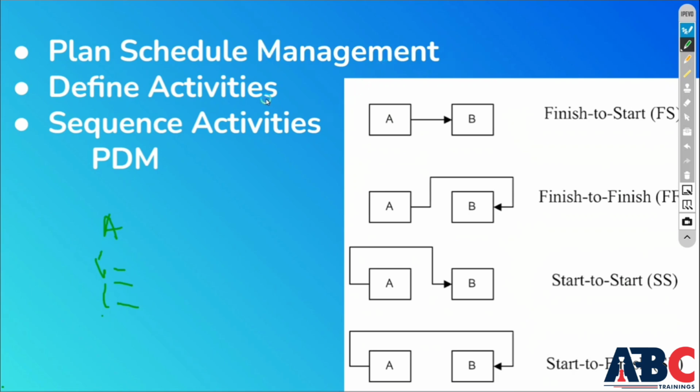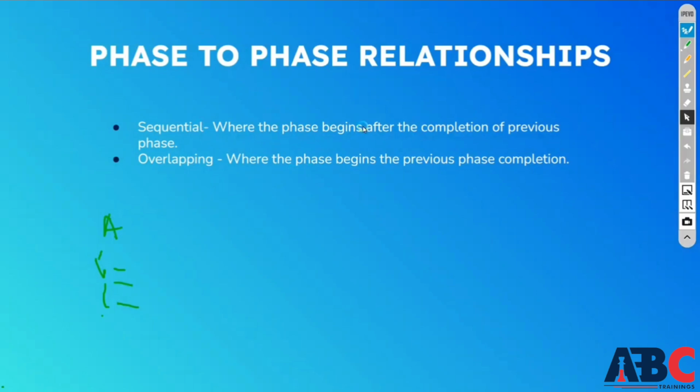After that comes your sequence activities. Sequence activities means whatever is your sequence, the relations that you saw in the previous video, what relations are there in it. There are two types of it. What types were there, in which you are overlapping and sequential? So you can see here there are two types, sequential and overlapping.